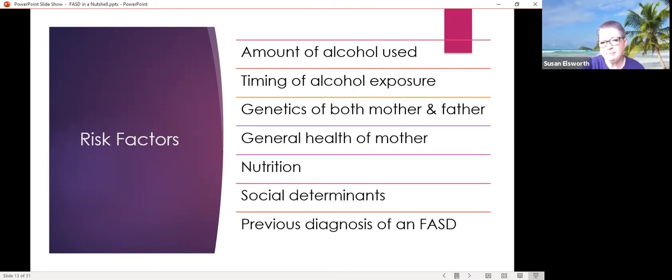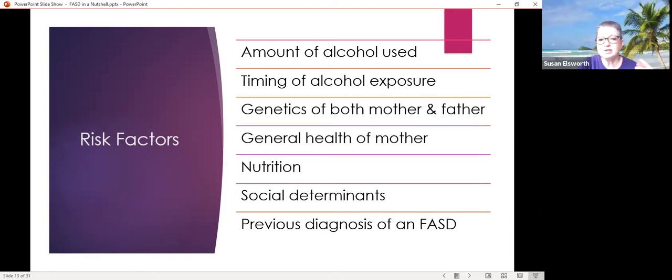In that first trimester, when things are first beginning and splitting off, if one of those cells is damaged early, then as it's multiplying and moves on, it's going to carry that damage with it along the way. And then the third trimester, when that prefrontal cortex is forming, this can also be a very risky time for problems. The genetics of both the mother and the father, general health of the mom, nutrition, social determinants of health.